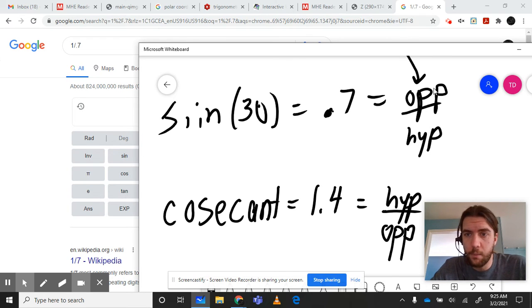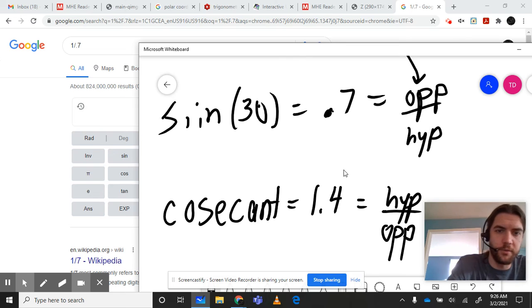Do you want to talk about how big the opposite is compared to the hypotenuse? Well, it's about 70% as big. Or do you want to say how big is the hypotenuse compared to the opposite side? Well, it's about 1.4 times larger than the opposite side. It's the same information, just said from two different points of view.